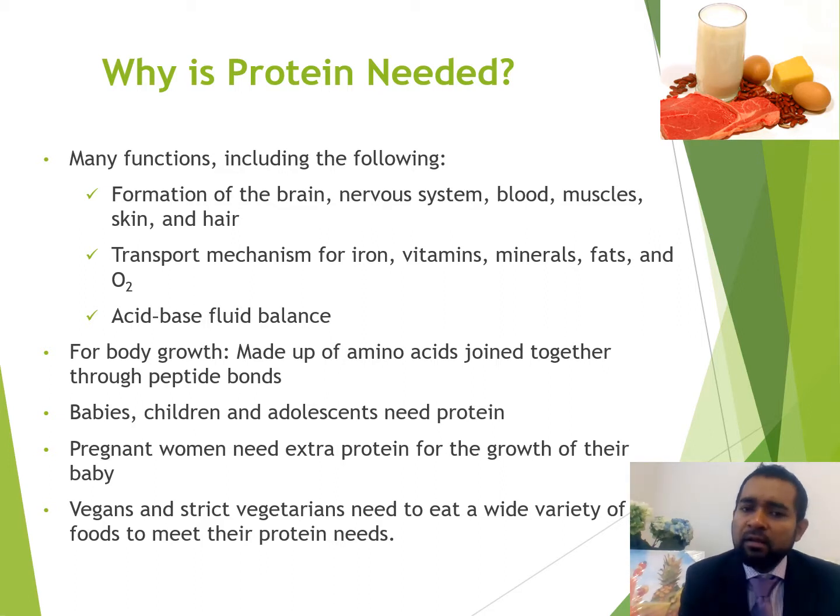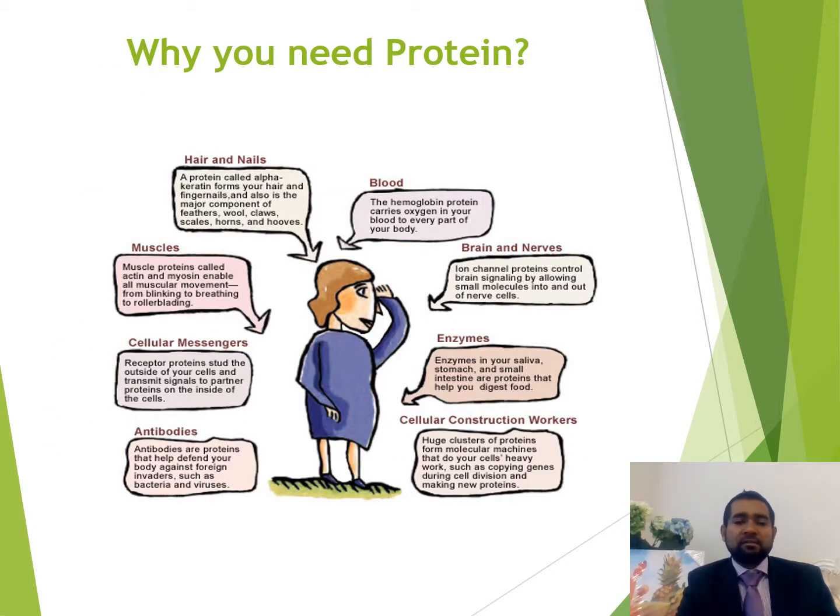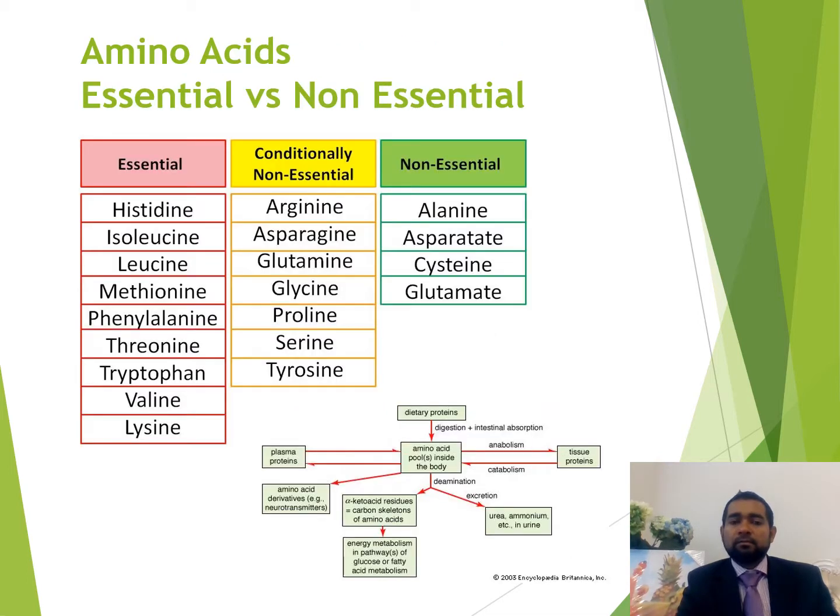And then why is protein needed? We talked about how protein is needed everywhere: for the brain, nervous system, blood vessels, muscle, skin, hair, for transporting our vitamins, minerals, fats and oxygen, and for acid-base balance. Protein, as I said, helps us grow. Young kids need protein actually more than older people because they are growing faster. Pregnant women need more protein, and someone who is vegan or vegetarian or on a strict diet needs protein too. There are many functions you can take a look at. I have one cartoon here showing how important protein is.